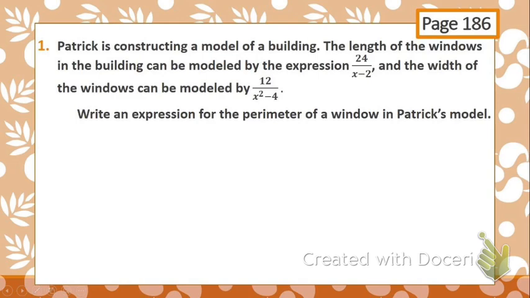All right, we have 3 problems on this page, 1 problem on the next page that we're going to look at. It says Patrick is constructing a model of a building. The length of the windows in the building can be modeled by, and then they give us an expression. So I'm going to circle that so I don't lose it, because anytime they give me an expression or an equation, it's probably important. And what did they say that represents? The length.